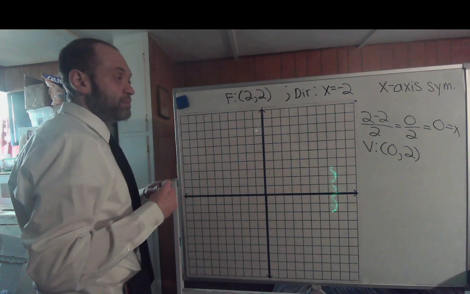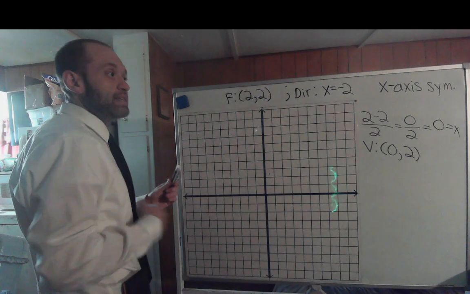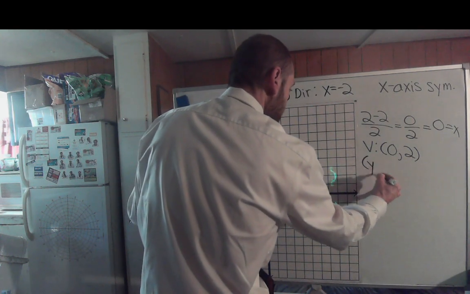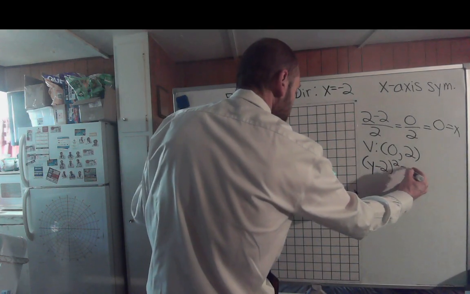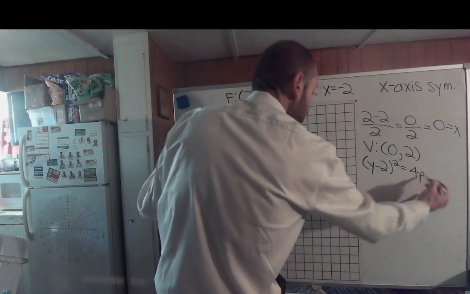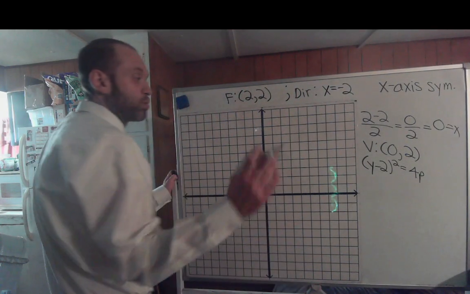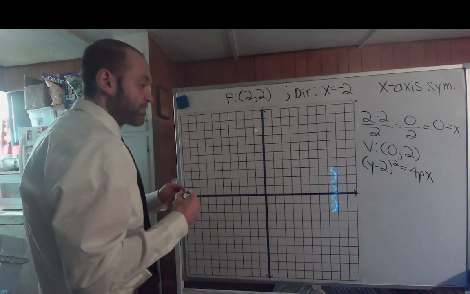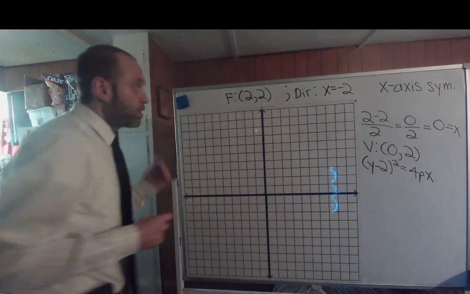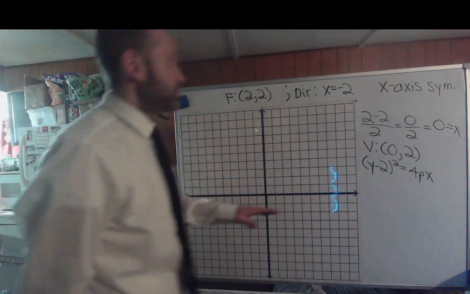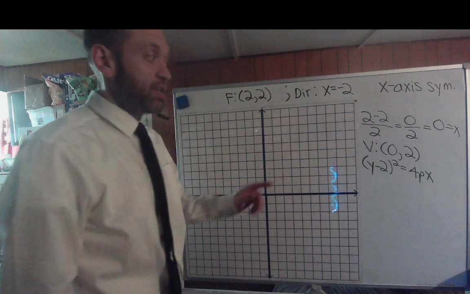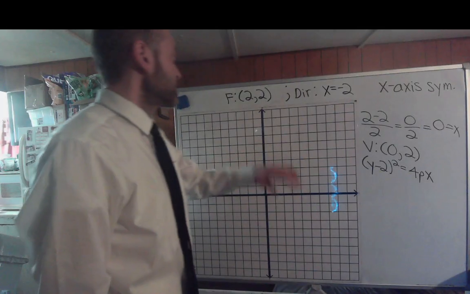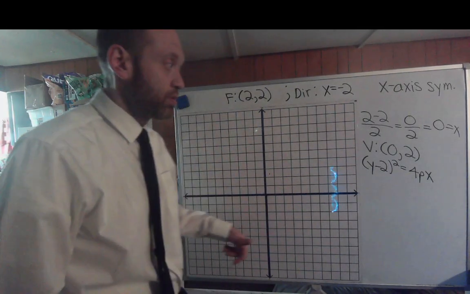So x-axis symmetry means the x variable is linear, the y is quadratic. So this would turn into y minus 2 quantity squared is equal to 4p. In this case, if the x-coordinate of the vertex is 0, it would literally just be 4px. Okay, let's now just look at the vertex. You can either go from vertex to directrix to solve for p, or vertex to focus to solve for p. The choice is yours.